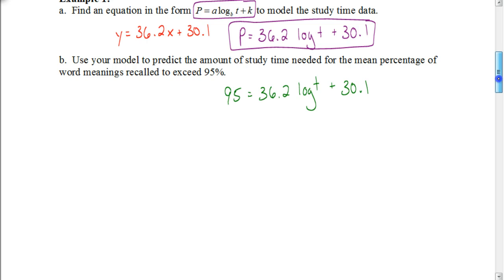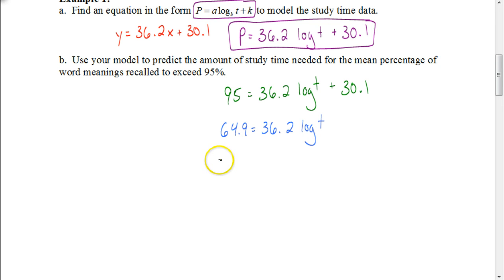So I want to solve that equation. That's a logarithmic equation that we're solving. So we want to get the log by itself. Again, this is using some of those concepts that we've talked about in previous videos. So I'm going to subtract 30.1 from both sides. When I do that, I get 64.9 equals 36.2 times the log of t. Again, I want to get the log of t by itself, so I'm going to divide both sides by 36.2.